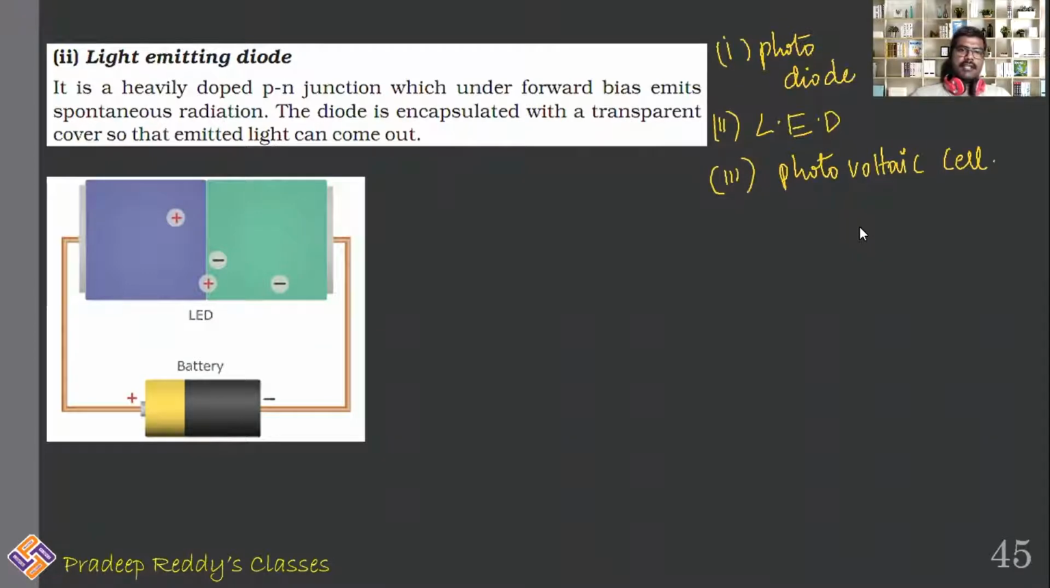As these are applications of junction diode, a junction diode, when properly biased, can act as a photodiode or a LED or a photovoltaic cell. And in this session, now we will be learning about light emitting diode. This is also known as LED.